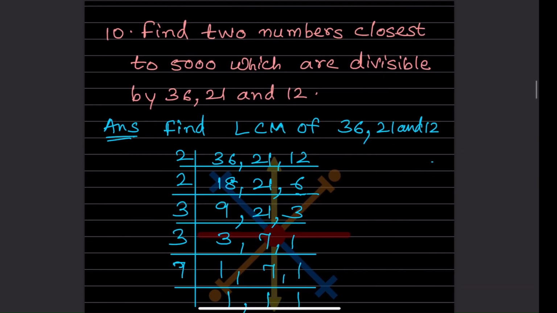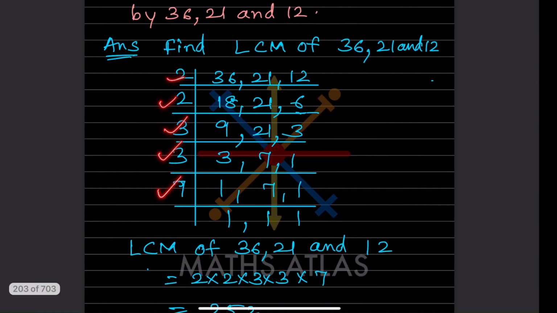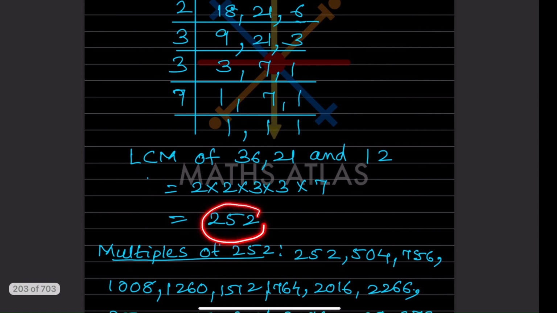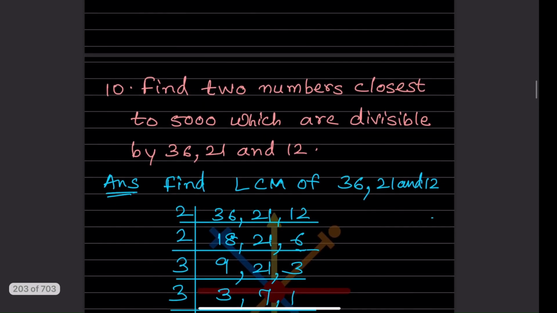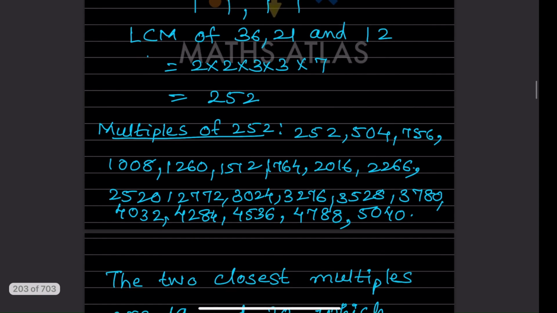Find two numbers closest to 5000 which are divisible by this. So again we took the factors. After taking the factors, you got 252, and they asked for the numbers divisible by this one closest to 5000. So you will take the multiples of 252. So now can you see here? After taking the multiples here, you can see 5040.